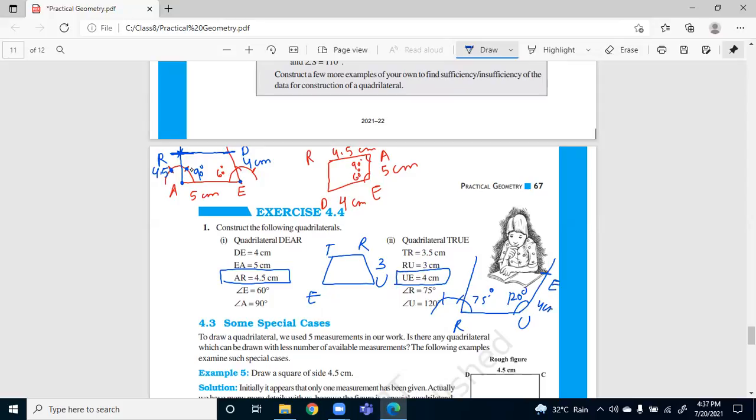And then from point R, ma'am, 3.5. You are correct. So TR is 3.5. Okay. And then, ma'am, join. Excellent. So you have done it correctly. Okay. Please proceed. Do it on the copy.